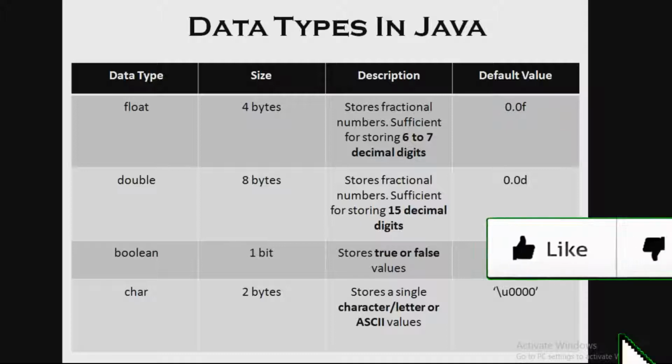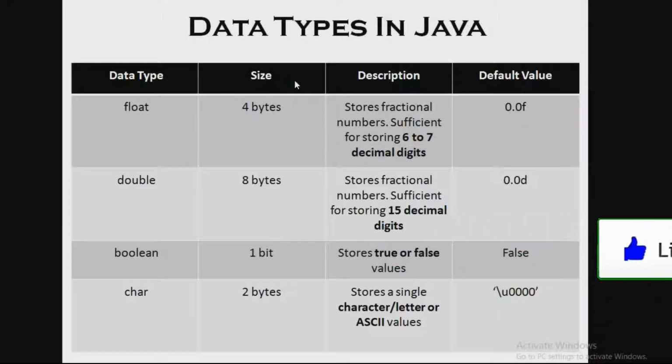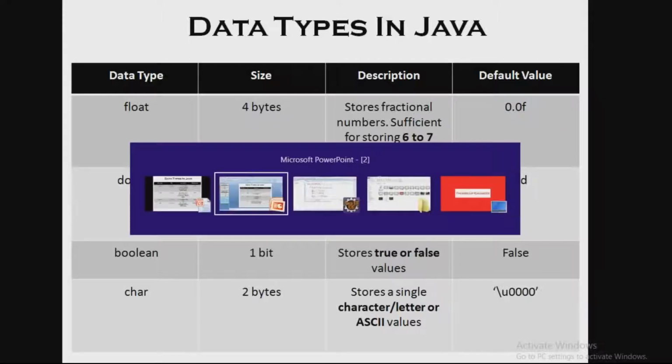Boolean has a size of 1 bit, and the values will be either true or false, and the default will be false. Character is 2 bytes, and it can have a character or letter or ASCII values like that. The default value will be \u0000. Let's move on to the practical section of how to declare a data type variable and how to get input from it. Let's move on.